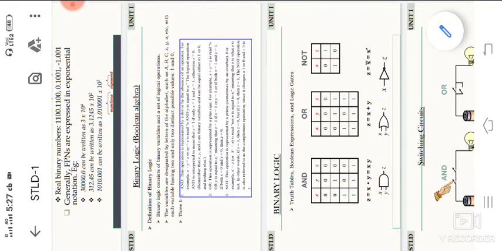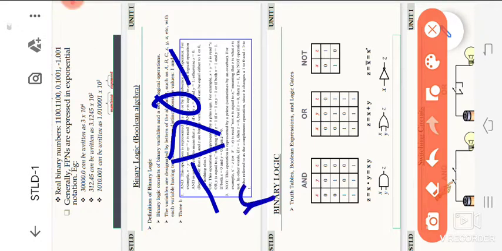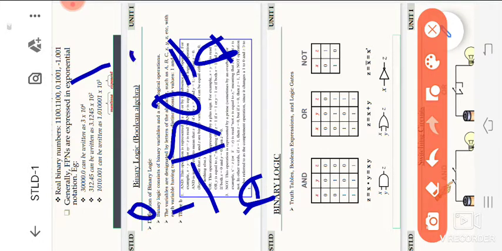So next one is the NOT gate. This is the circuit diagram for the NOT gate. That means whatever the input you apply, you are getting the complement output. That means we are applying 0, we are getting 1. We are applying 1, we are getting 0. This is the NOT gate operation.